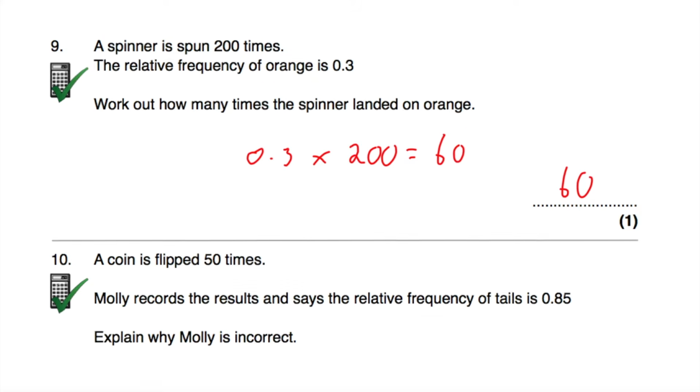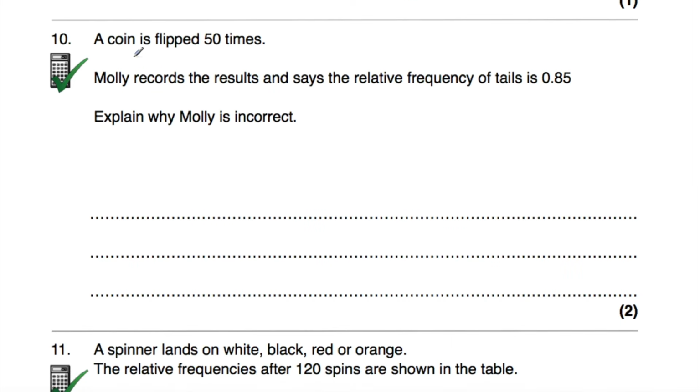Okay, let's look at our next question, question number 10. Question number 10 says, a coin is flipped 50 times and Molly records the results and says the relative frequency of tails is 0.85. And the question says, explain why Molly is incorrect. So if we times the relative frequency, the 0.85, by the number of times the experiment has taken place, in this case 50, that should tell us the number of times that the coin lands on tails. So if we do 0.85 times 50, that's equal to 42.5.